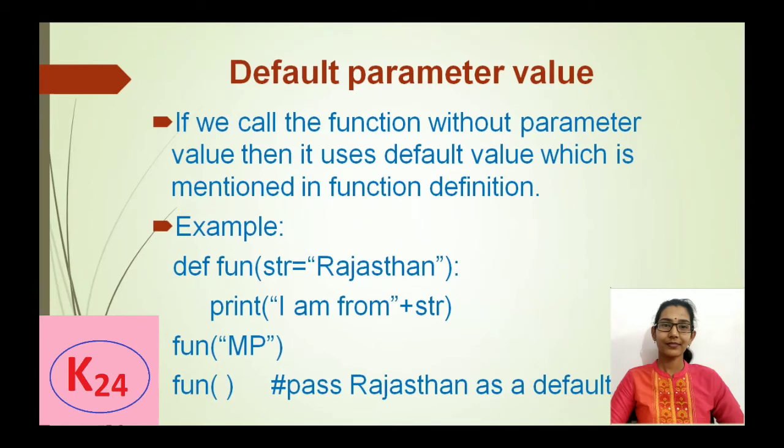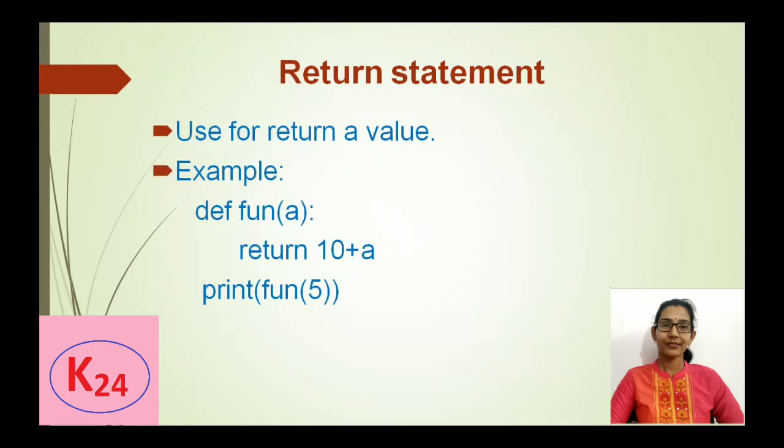Like in this, we use the default value in the definition as Rajasthan. So when we do not pass any value in the function call, it will take the default value, Rajasthan. Now the return statement. The use of the return statement is to return a value. For example, in this we use the return statement in the function definition. So it will return the value and print it after the function call.